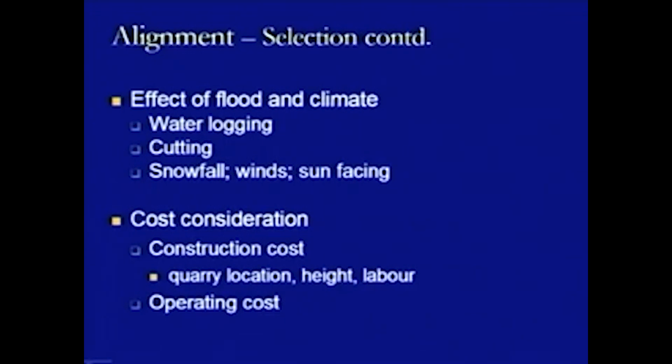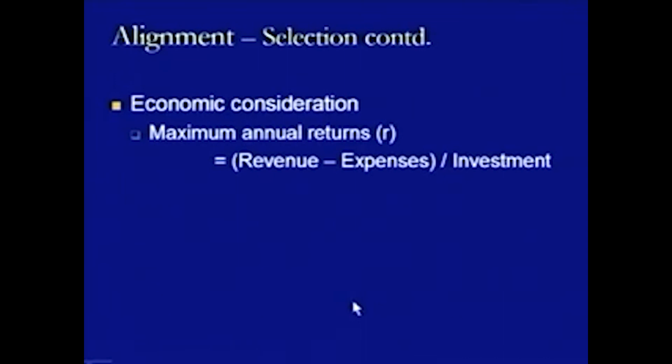Another important aspect is the cost consideration. As we have discussed previously, the cost has to be considered at two levels, that is, construction cost and operating cost. When we talk about construction cost, we have to talk about quarry locations, the height of construction, the labor, and then on the basis of all the costs and all the revenues which have been generated, we have to look at the returns, which is nothing but the revenue minus expenses divided by the total investment.